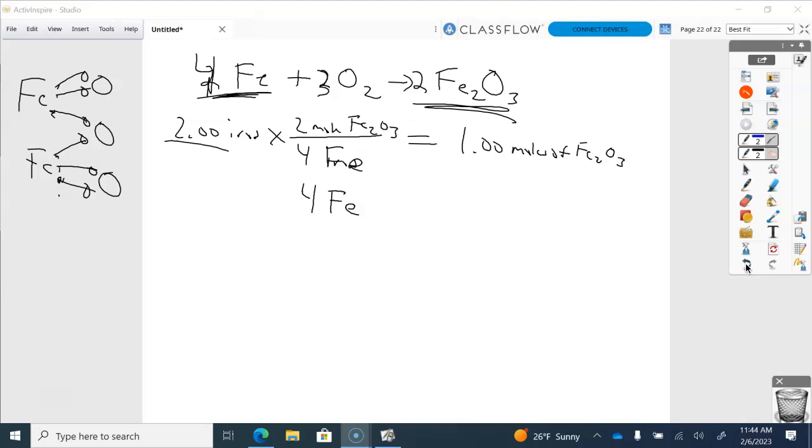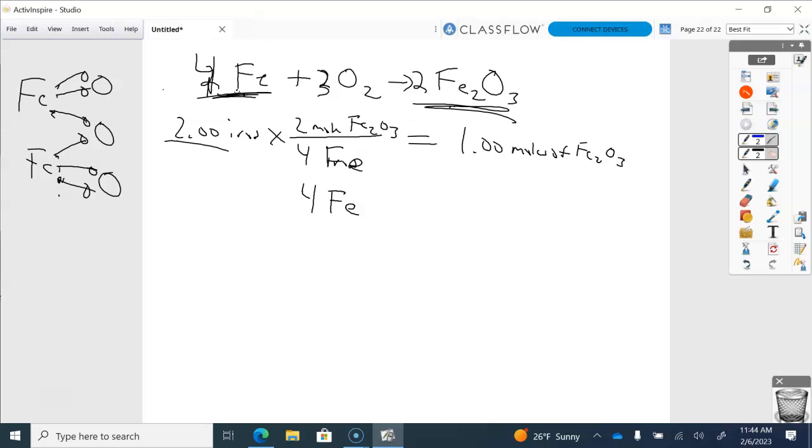Okay, so here's the deal. The question is, if I start with only 2 moles of this, I don't have enough. I don't have the 4 that I need, right? I only got to start with 2 moles of iron, and I need 4 to make this reaction happen. I have half of what I need. So I'm going to make how much of this? Well, I normally make 2, but in this case, I'm going to make half as much. 1. That's what this is doing.